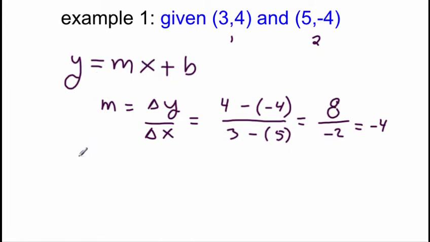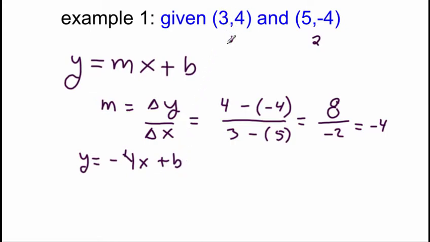We can start with that, and we know that y is therefore equal to negative 4x plus some constant here, and this constant is going to be the y-intercept. We can take either of our 2 points and we can substitute in for x and y and then solve for the unknown b, and we should be done with our equation.